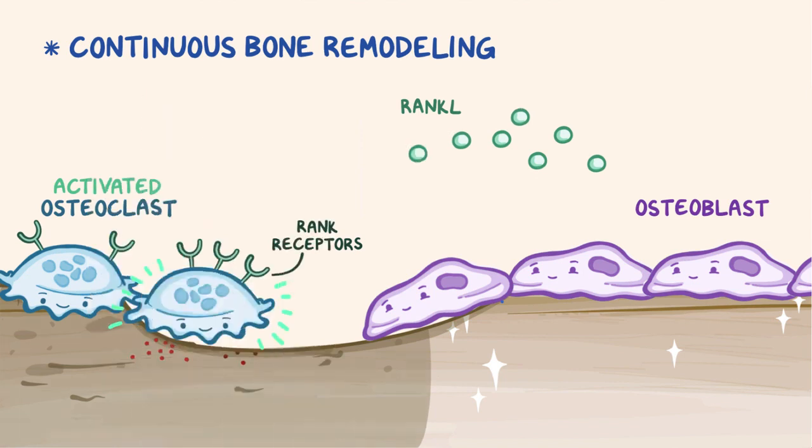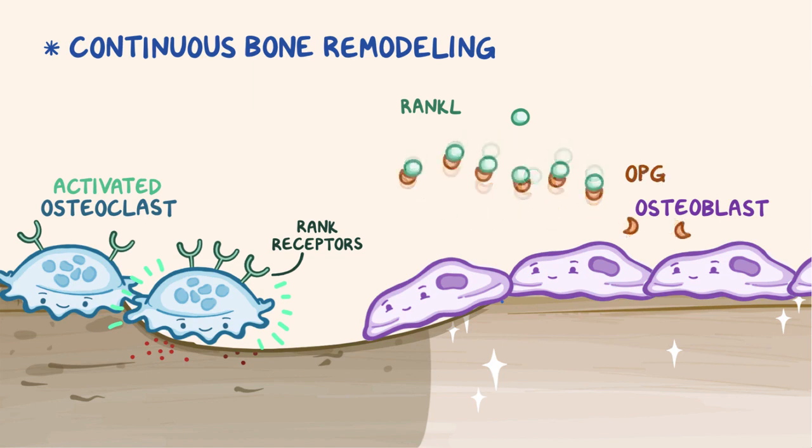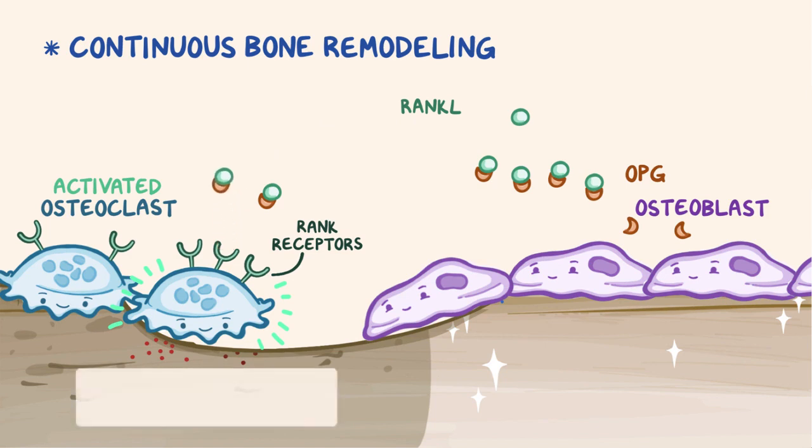Once there's been sufficient bone demineralization, the osteoblasts secrete another substance called osteoprotegerin, or OPG for short, which binds RANK-L and prevents it from activating the RANK receptors. This causes the osteoclasts to stop demineralizing the bones.